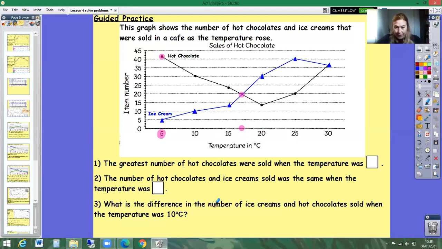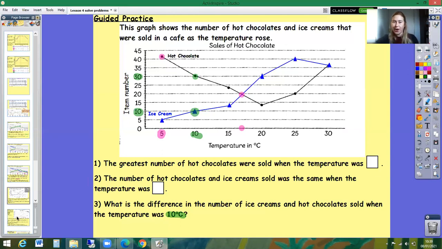What is the difference in the number of ice creams and hot chocolates sold when the temperature was 10 degrees C? So let's have a little look at 10 degrees C. Let's look at the number of ice creams sold. I think that was about 10. Yeah, if I read across to the y-axis, it's 10. And the hot chocolates is at 30. So the difference between 10 and 30, that's a nice easy one because it's multiples of 10. I know that there's 20 between 10 and 30, so that's our difference.